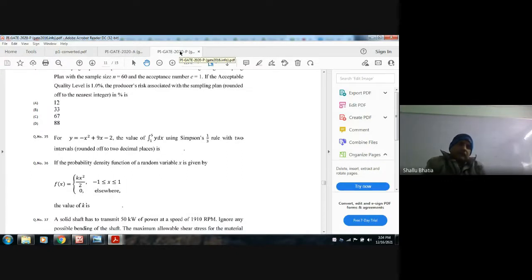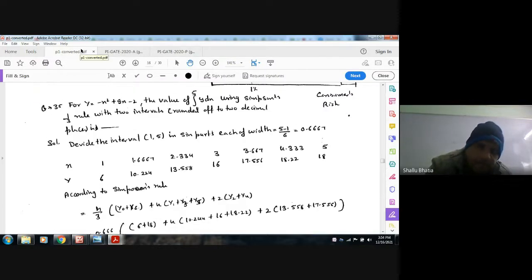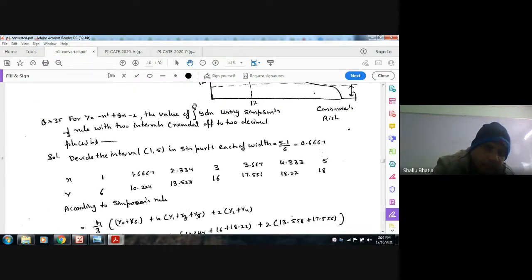For y is equal to minus x square plus 9x minus 2, the value of integration of y dx using Simpson's 1 by third rule with two intervals, rounded off to two decimal places, is. So this is the integration we have to perform by using Simpson's rule. Okay. Now the integration limits are 1 to 6. So we are taking the interval as, oh sorry, 1 to 5. So we have to take the 6 interval.